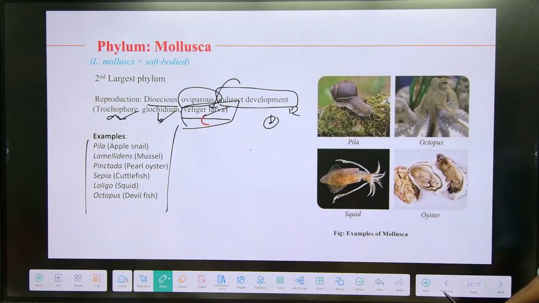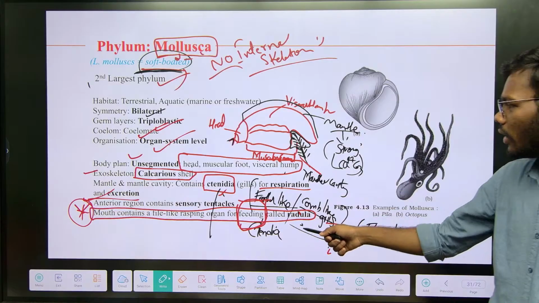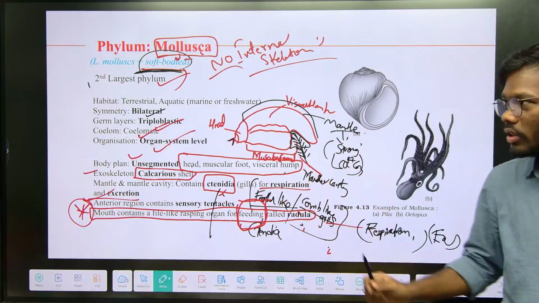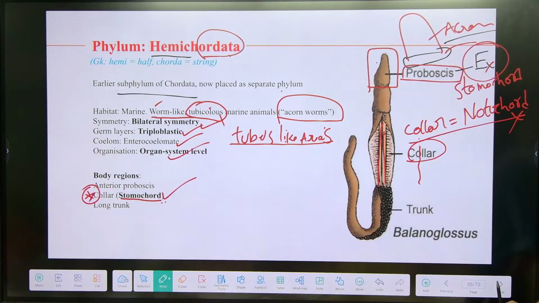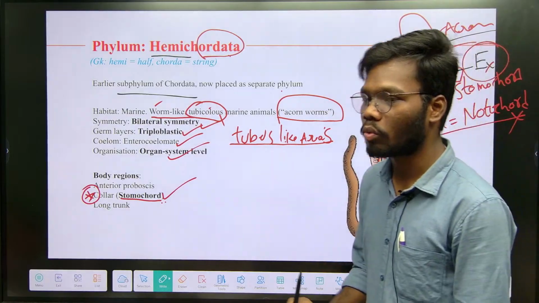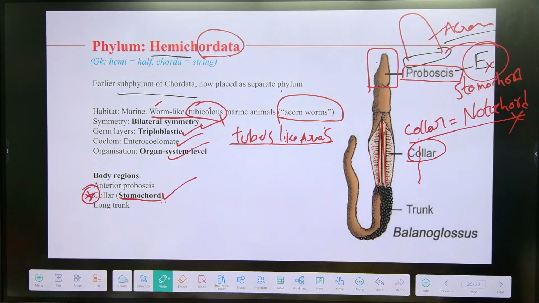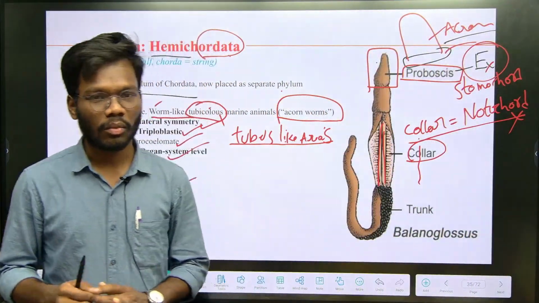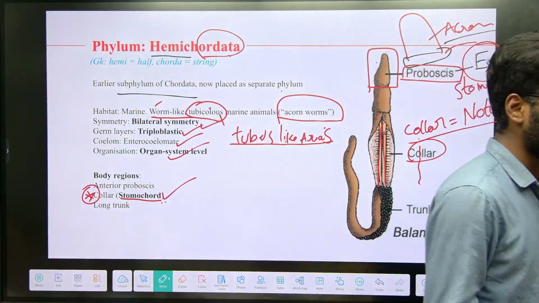Coming to molluscs: veliger larva, and also ctenidia gills, radula, sensory tentacles, unsegmented body, head, muscular foot, visceral hump. These are the points you have to remember for Echinodermata, Mollusca and hemichordata. So up to this the non-chordata part is over. Starting from Porifera, we studied Porifera, Coelenterata, Ctenophora, Platyhelminthes, Nematohelminthes, Annelida, Arthropoda, Mollusca, Echinodermata and hemichordata. All these are included in non-chordates.